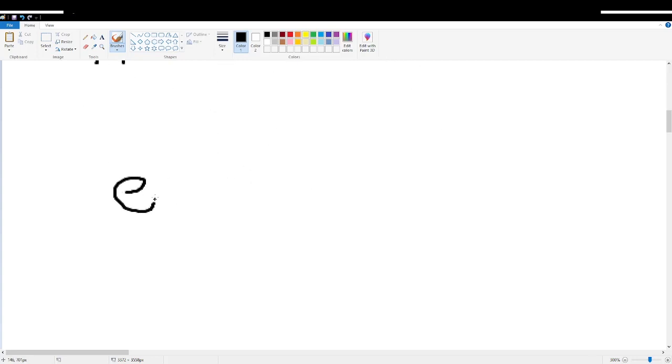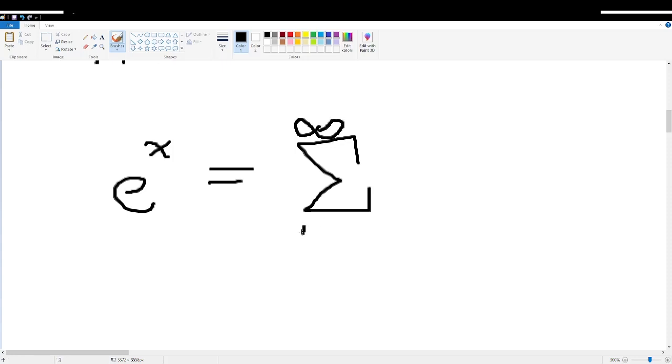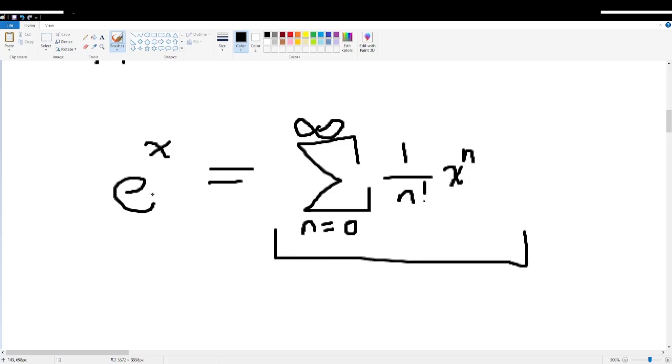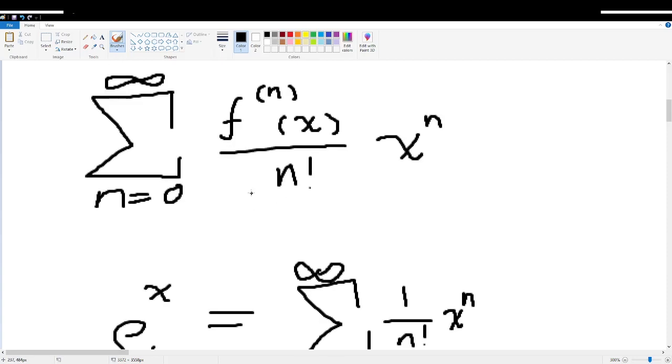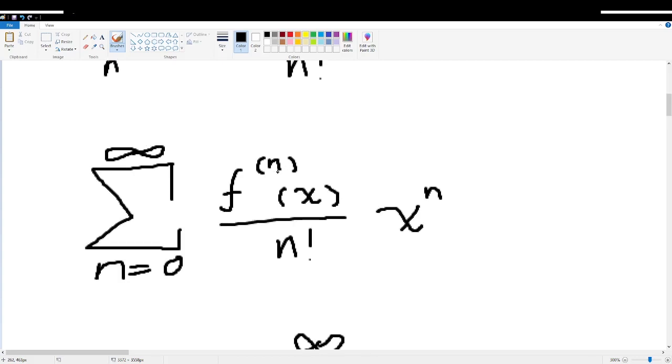So for example, e to the x has a Maclaurin representation of the following. Where the polynomial that is enumerated by this series notation converges to e to the x. And similarly, whatever function you could represent may converge to that function given that it satisfies some conditions.